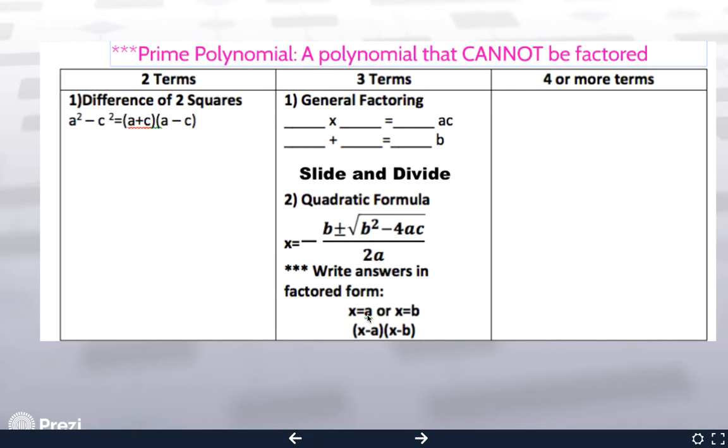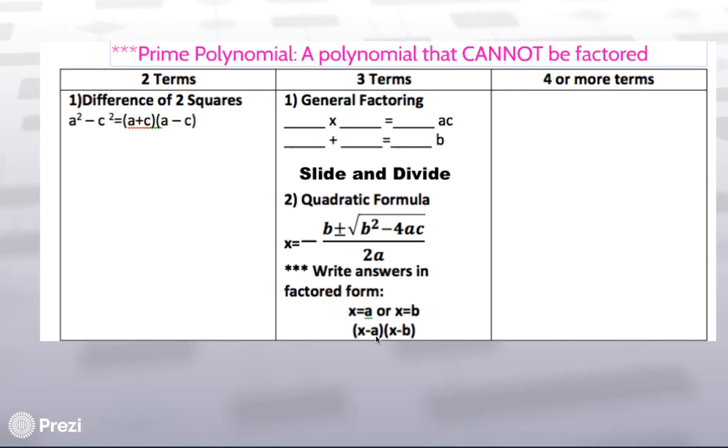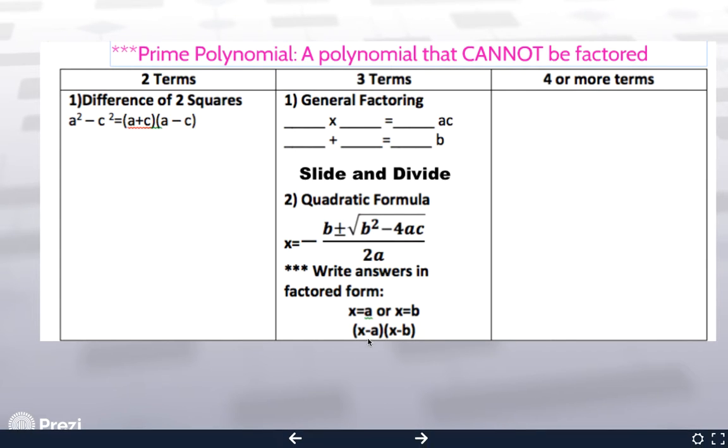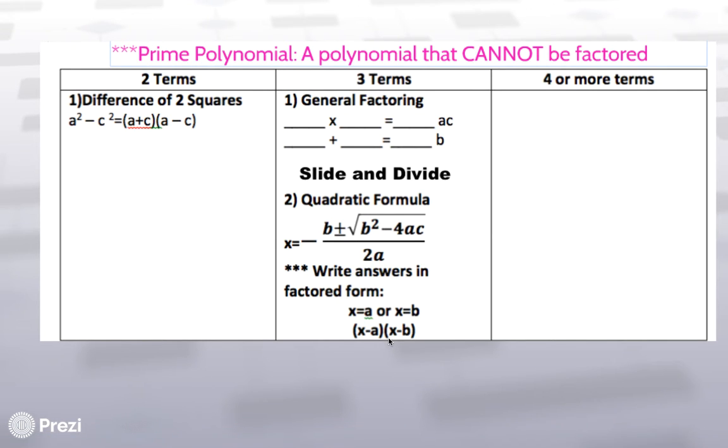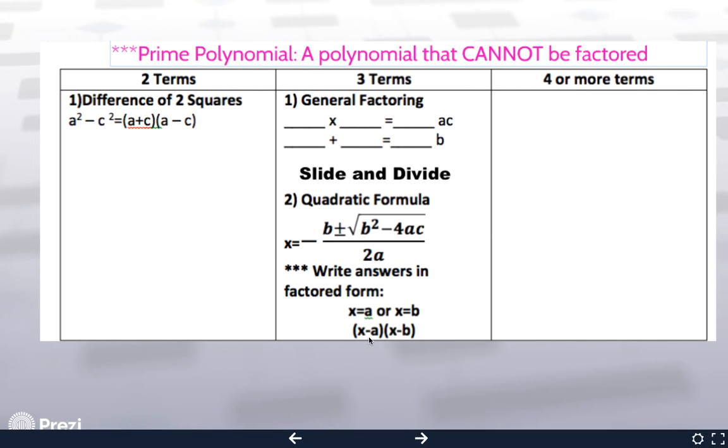Or basically, you guys just do the opposite sign. So this down here is factored form. Factored form requires things to be multiplied together, which the x minus a and the x minus b are, two parentheses that are multiplied together. And the way that we get x minus a and x minus b, you guys, you change the sign of what you get when you use the quadratic formula.